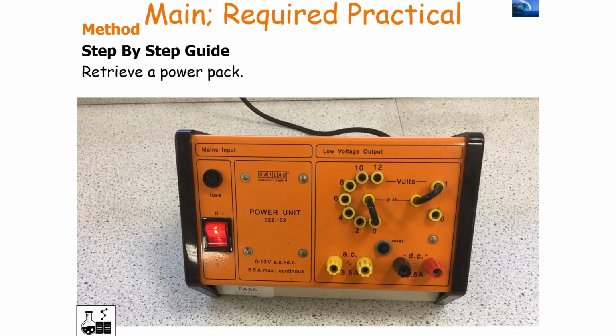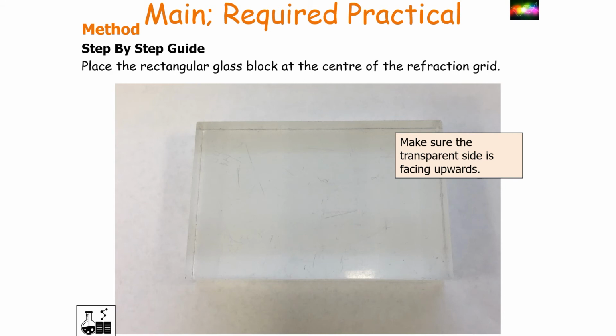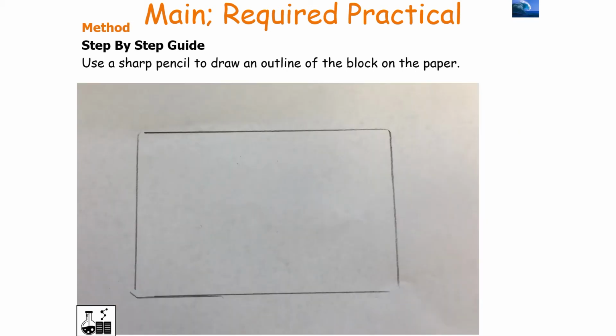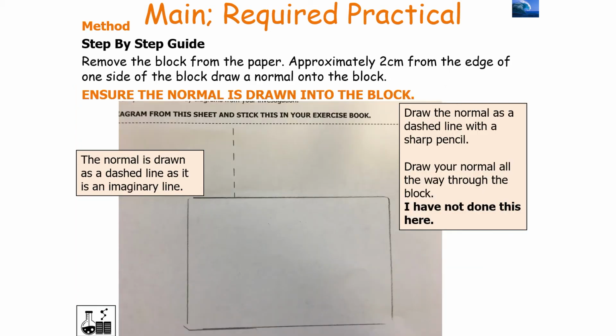So what we'll do is as follows. We would retrieve a power pack. We then set the power pack to 12 volts DC. We then place a rectangular block at the centre of a refraction drawing grid or piece of paper. You'd make sure the transparent side is facing upwards. You then use a sharp pencil to draw an outline of the block on the paper and ensure the block doesn't move when you're carrying this out. What you would then do is draw a normal as a dashed line.